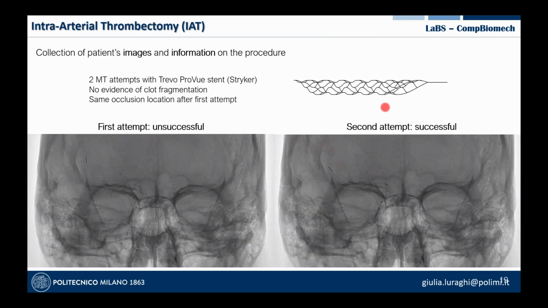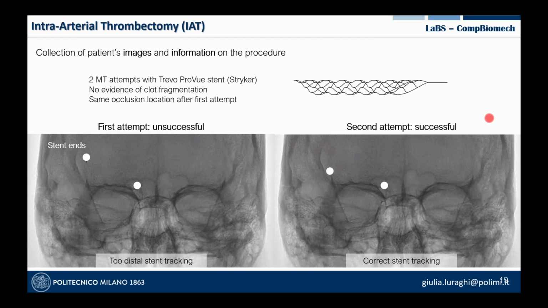These patients underwent two different attempts of thrombectomy with the same stent retriever. There was no evidence of clot fragmentation, and also the occlusion location in the two attempts was the same. The difference between the two attempts was that in the first one, the stent was placed too distal with respect to the clot, while in the second attempt it was placed correctly.